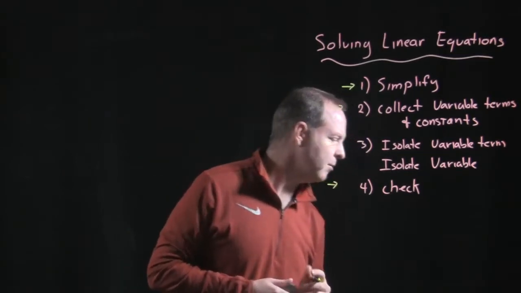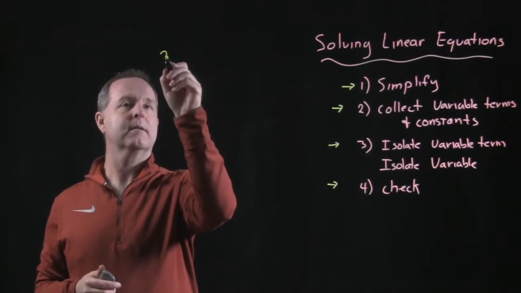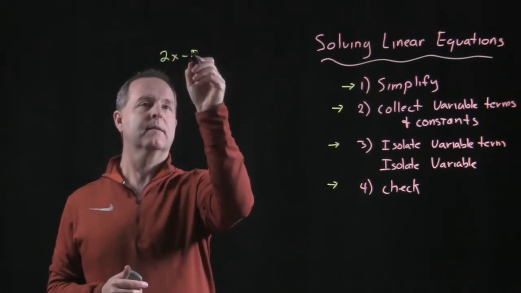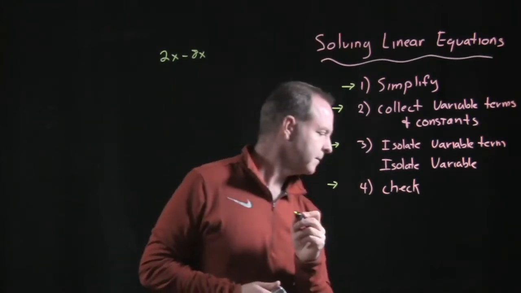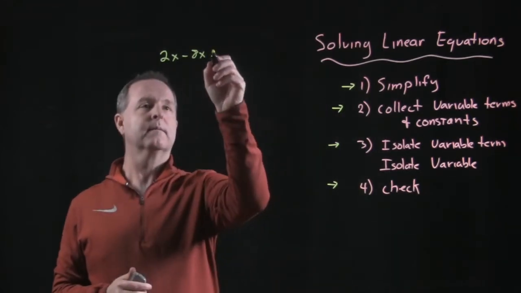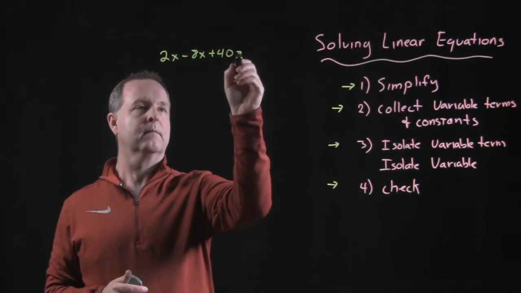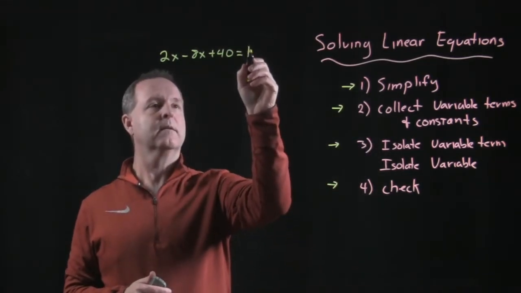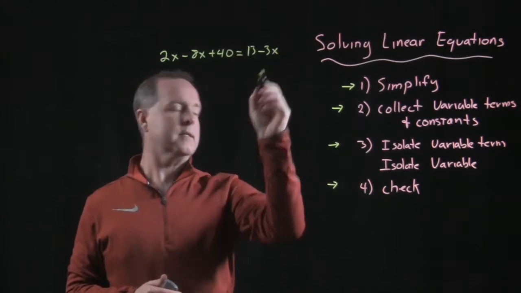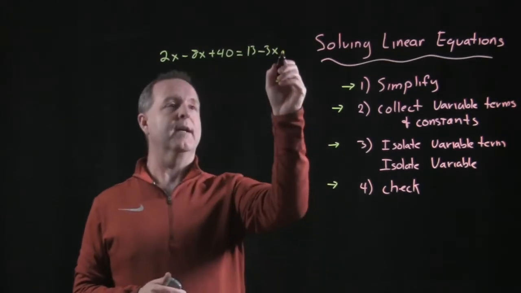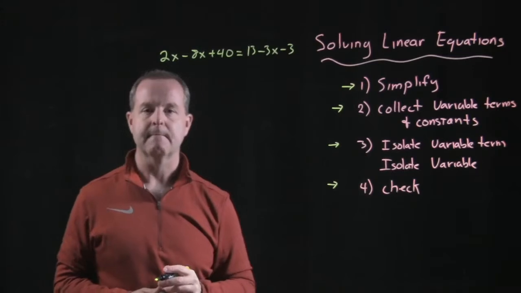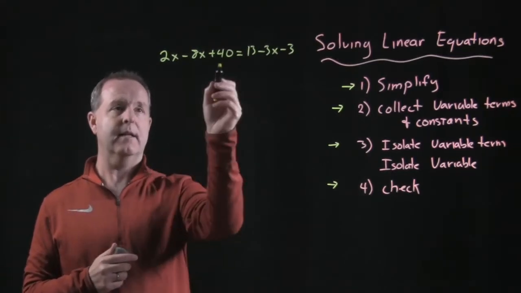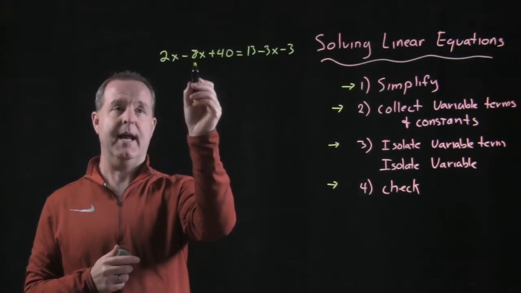So let's look at a problem where we have 2x minus 8x plus 40 equals 13 minus 3x minus a 3. Systematically, first simplify.